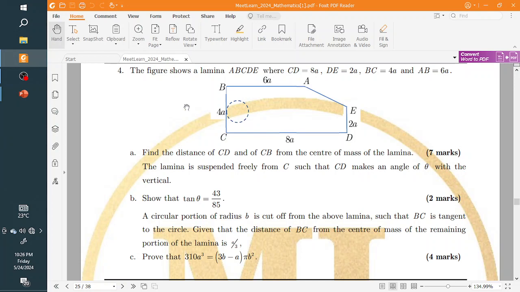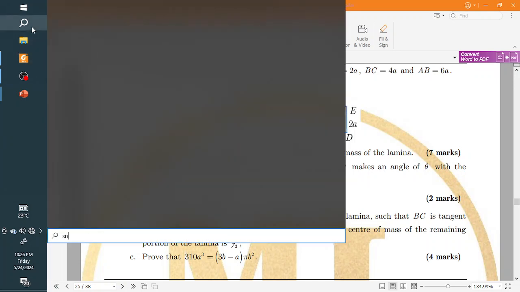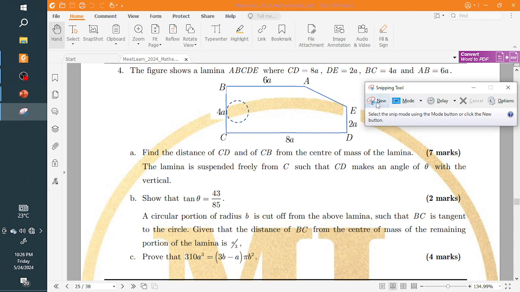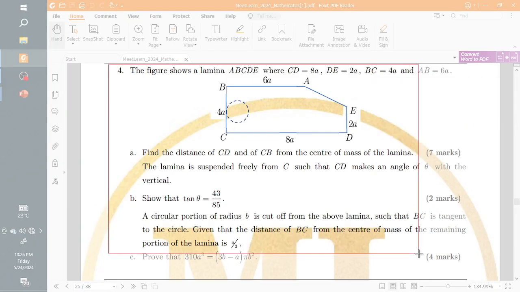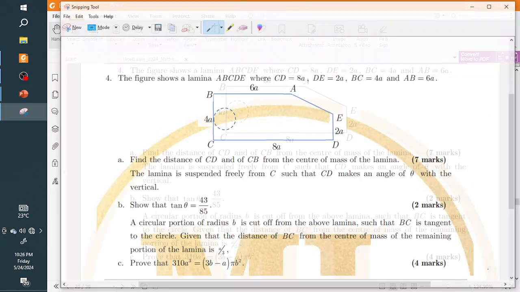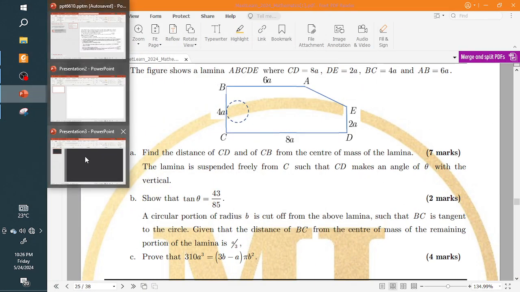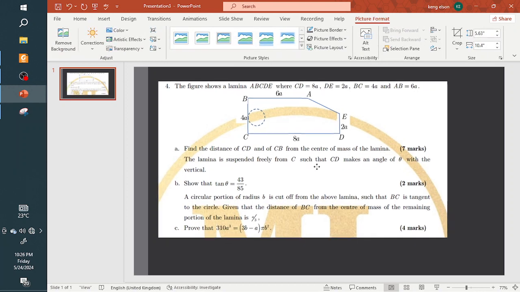So this is the question. The figure shows a lamina ABCDE. For convenience, I'll just snip this question and take it directly to my PowerPoint presentation. Then I retype the question. So I just have to take it, then take it to my PowerPoint presentation. I think it is here. I paste. Here it is.